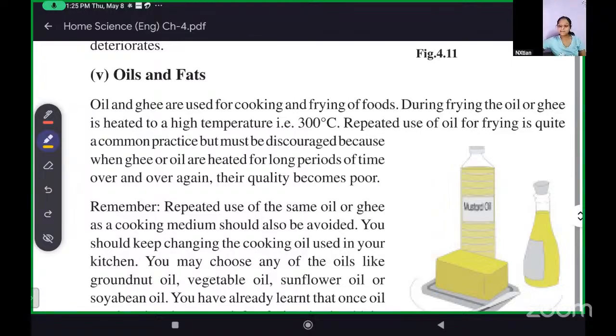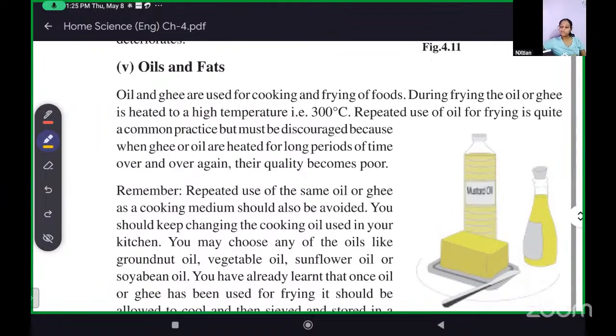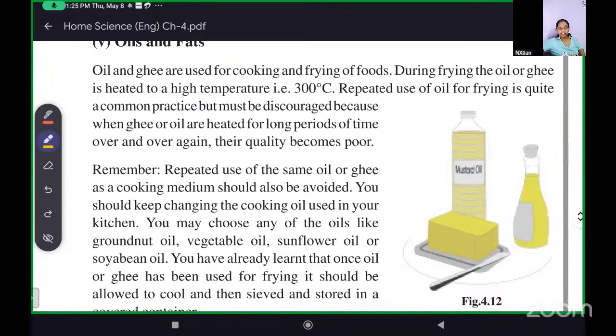Now, oils and fats. Oil and ghee are used for cooking and frying of foods. During frying, the oil and ghee is heated at a high temperature, that is 300 degrees Celsius. Repeated use of oil for frying is quite a common practice, but it must be discouraged because when ghee or oil are heated for a long period of time, over and over again, the quality becomes poor. When we continuously use the same oil again and again, it gets bad because it keeps getting oxidized, and its quality becomes bad.